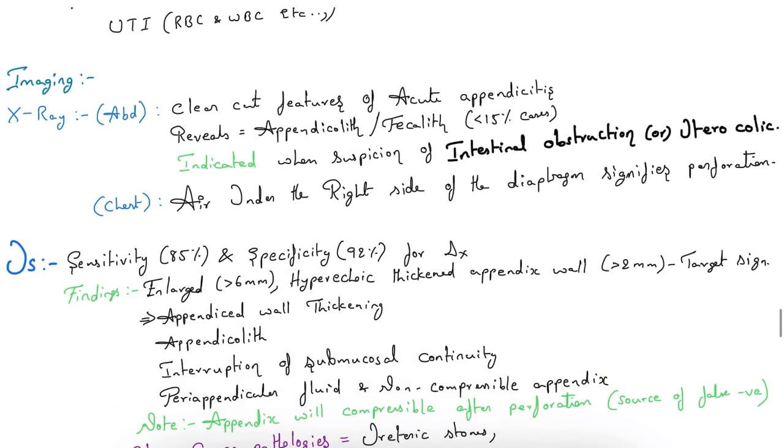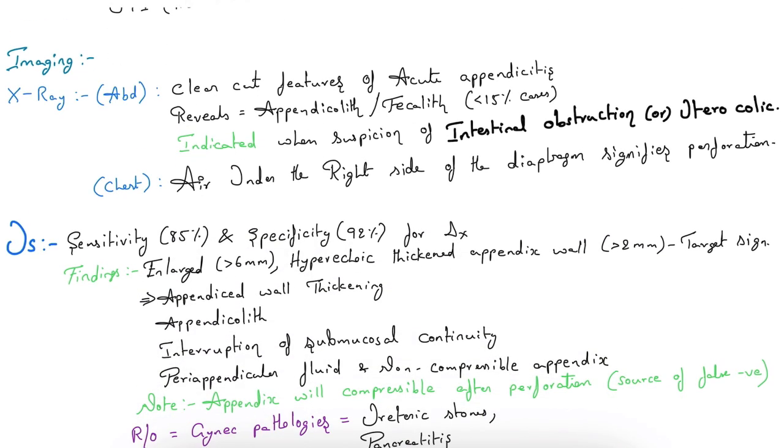Next one, imaging. For appendicitis, mostly we first have to do an abdominal X-ray. In the abdominal X-ray we can see features of acute appendicitis. We can reveal an appendicolith or fecalith in less than 15% of cases, and it is indicated when there is suspicion of intestinal obstruction or ureterolithiasis. At that time, to rule out these pathological conditions, we have to do an abdominal X-ray. Next one, chest. If any patient has a perforation, then we can see air under the right side of the diaphragm.